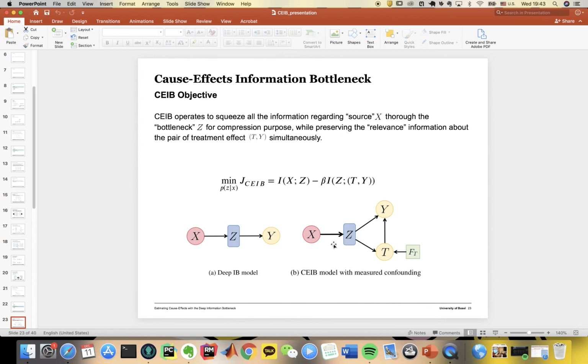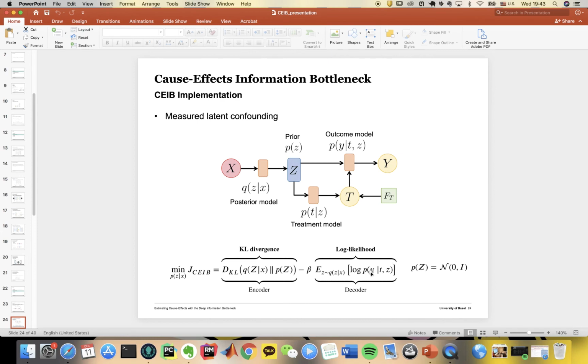Another thing I need to mention is that our model is only used to solve measured confounding. That means we only try to extract the most critical parts from the resources, so we're not trying to find something hidden which is not contained in the input dataset we have. And also, of course, T is the binary variable, the intervention variable.